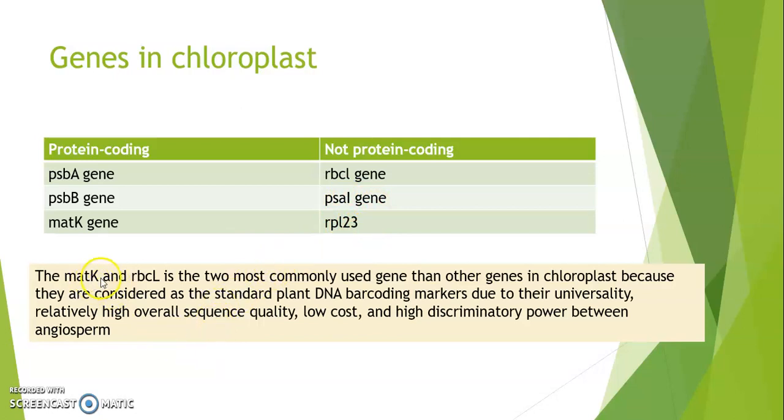So the MATK and RBCL are the two most commonly used genes of any genes in chloroplast because they are considered the standard plant DNA barcoding markers due to their universality, relatively high overall sequence quality, low cost, and high discriminatory power between angiosperms.